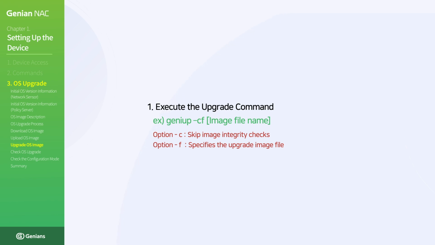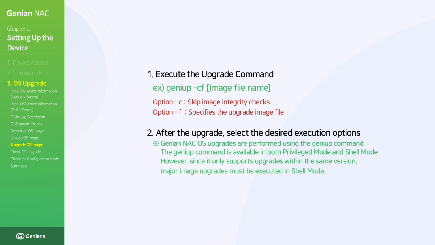When performing the upgrade, use the -C and -F options. -C skips the integrity check of the image. The integrity check compares the target, type, and version information in the image file name. This option is essential when upgrading from version 4.0 to version 5.0. -F specifies the upgrade file. Enter the uploaded file name after the -F option.